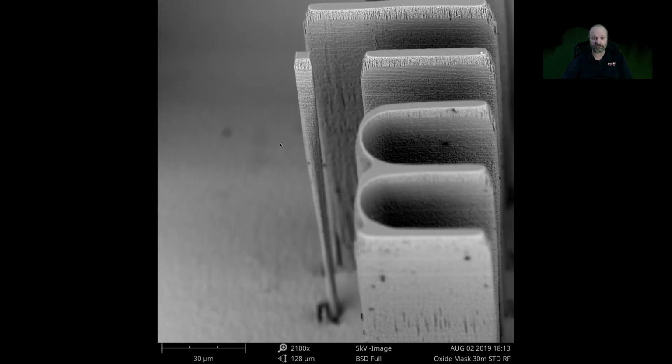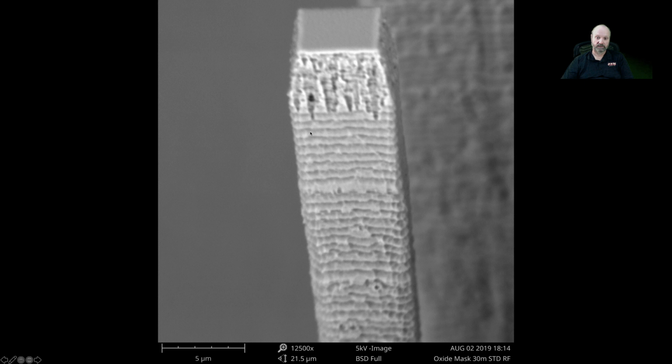If we zoom in on it, you can see the scalloping of the deep reactive ion etching, where we switch from an inhibitor to an etch to an inhibitor to an etch. And we can go all the way down to the bottom. You can see at the top this very well-defined square, and it has a thin line here. That's the silicon dioxide. That's protecting the stuff underneath.